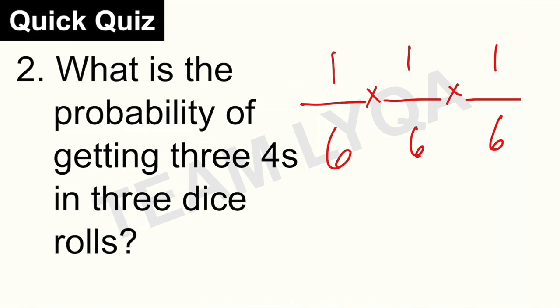I-multiply lang natin yan. So you have 1 over 6 times 1 over 6 times 1 over 6. Again, 1 times 1 times 1 is just 1. Tapos sa ilalim, i-multiply lang natin yung 6 sa sarili niya. Tatlong beses yan. So 6 times 6 is 36. Tapos, i-times 6 natin uli, which will give us 216. So, the answer is 1 over 216.